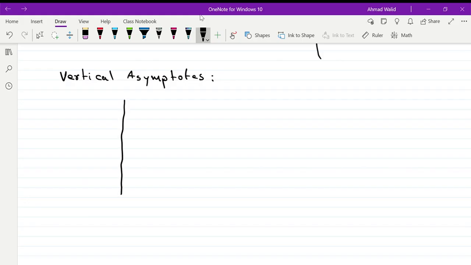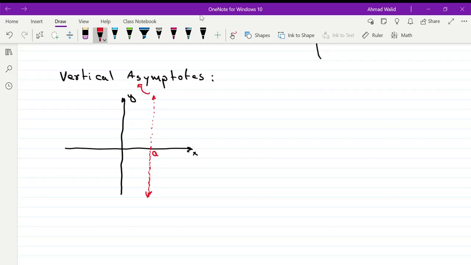Case number 1. This is the x-axis. This is your y-axis. Let me select a point A. Correct? For example, at A, the denominator of the function becomes 0. I'll draw a vertical line at A, and this line is actually what? Your vertical asymptote.